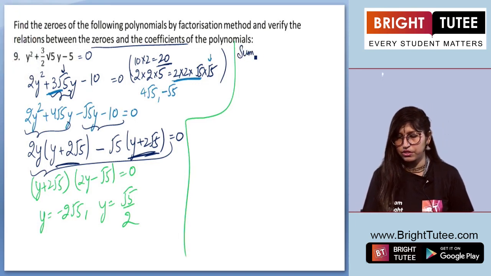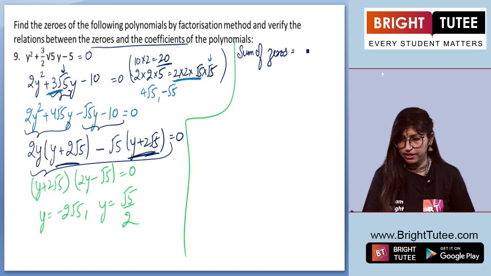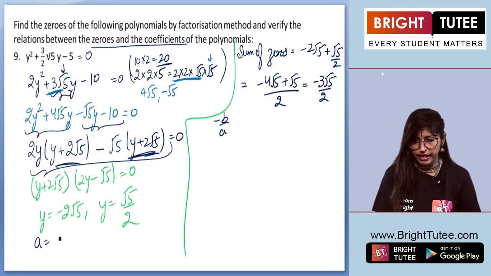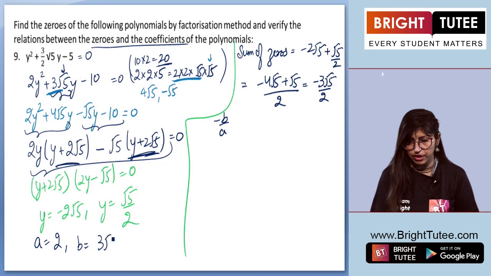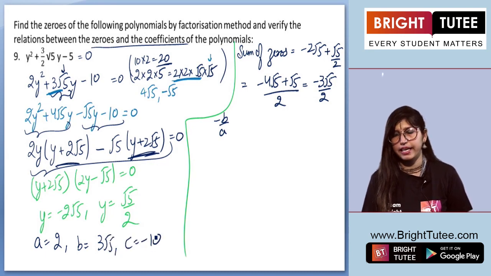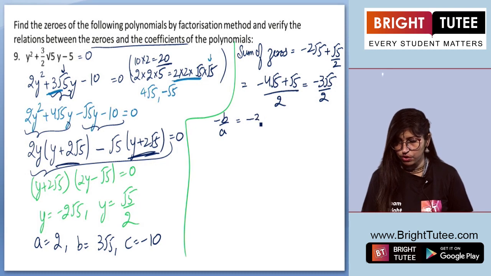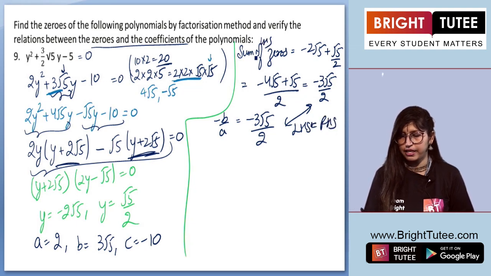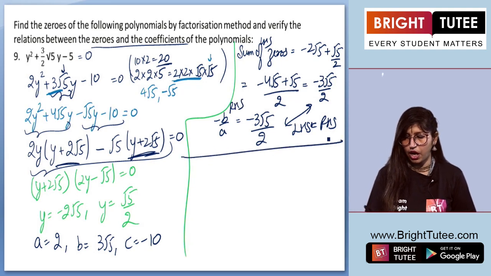If I'm talking about the sum of the zeros, by adding these two, minus 2 root 5 plus root 5 by 2, taking LCM, we'll be getting minus 4 root 5 plus root 5 by 2, which is minus 3 root 5 by 2. And the sum of the zeros will be minus b upon a. Now I know over here a is 2, b is 3 root 5 and c is minus 10. So minus b upon a will be minus 3 root 5 upon 2. Now you can see that left hand side is equal to right hand side, hence verified.